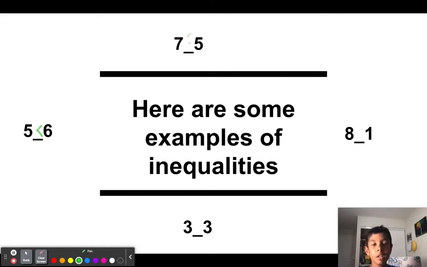Now, up here, we have 7 and 5. Let's think. I learned that the crocodile always wants to eat up the bigger number instead of the smaller one. So since 7 is greater than 5, the rear end will be pointed at 5. So 7 is the biggest. So this would be our inequality symbol.